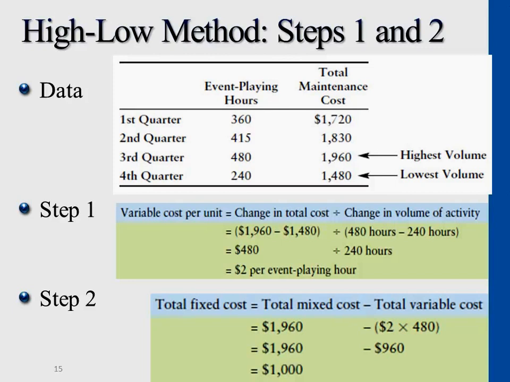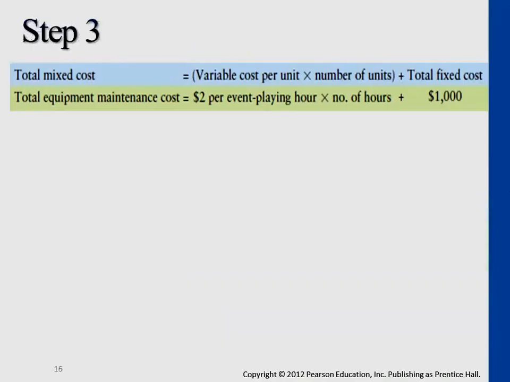Then we use this $2 multiplied by any quarter's information. This example here will be the third quarter. So you get this total variable cost, 960, then subtract it from the total cost to figure out the fixed portion. Okay, so each and every season the fixed portion is the same, so you can just use whichever data points. You can also use 240. Multiply by 2, you get 480 here, and then the total cost is 1,480, so the difference is again $1,000.